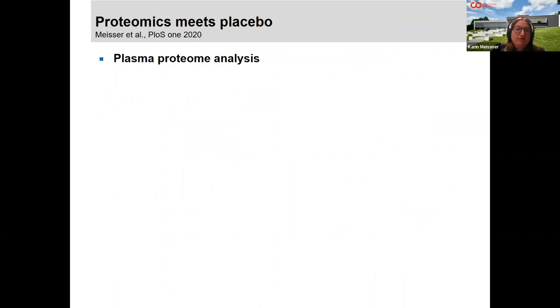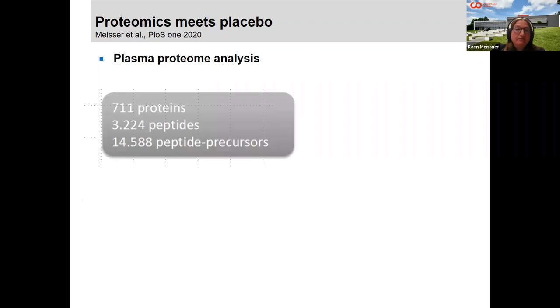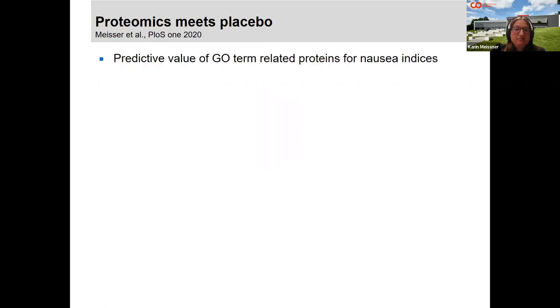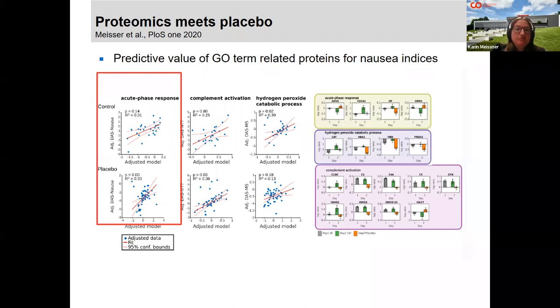We also looked at the level of the proteins in the blood, and I will only very shortly show you the results. So we took blood samples several times during the experiment and could identify about 700 proteins in the blood and did so-called proteomic analysis to see whether any proteins would be associated with the placebo response. And indeed, we found 74 proteins, which somehow showed a relationship with the placebo response. And one very interesting result was that the acute phase response, which we show when we are sick, was somehow related to the placebo effect in nausea.